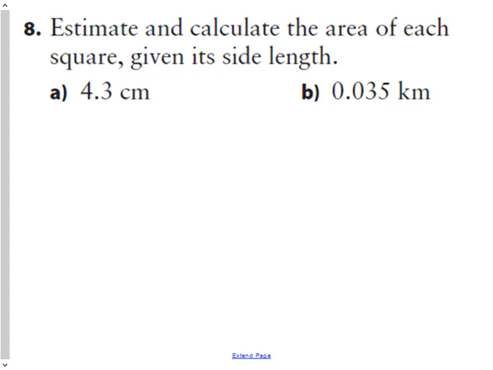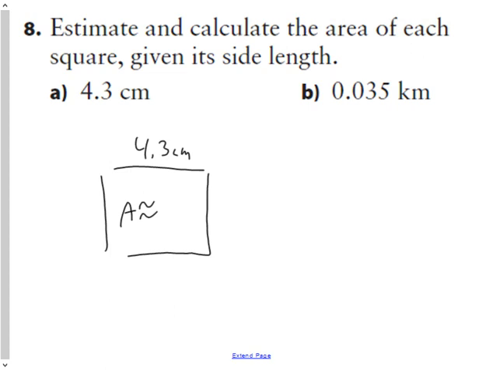Question 8, estimate and calculate the area of each square given its side length. So if I give you a square and I tell you the side length is 4.3 centimeters, and I ask, what is a good estimation for the area? Well, you'd say, 4 times 4 is 16, 5 times 5 is 25, so maybe a little bit less than 20, maybe like 19-ish.